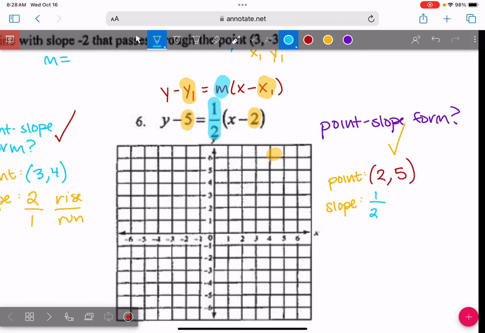So I'm going to start with my point of 2, 5. I'm going to come over here on my graph, go over 2, up 5, plot a point. And now I have a slope of 1 over 2, rise over run. So I'm going to go up 1, over 2, plot a point. And I'll go the other way, down 1, over 2, plot a point. And connect them.